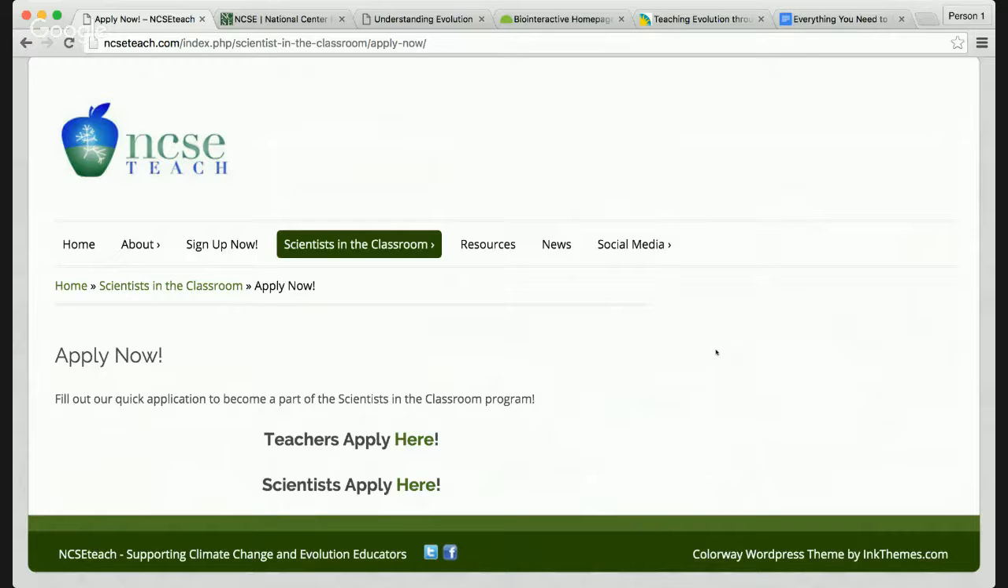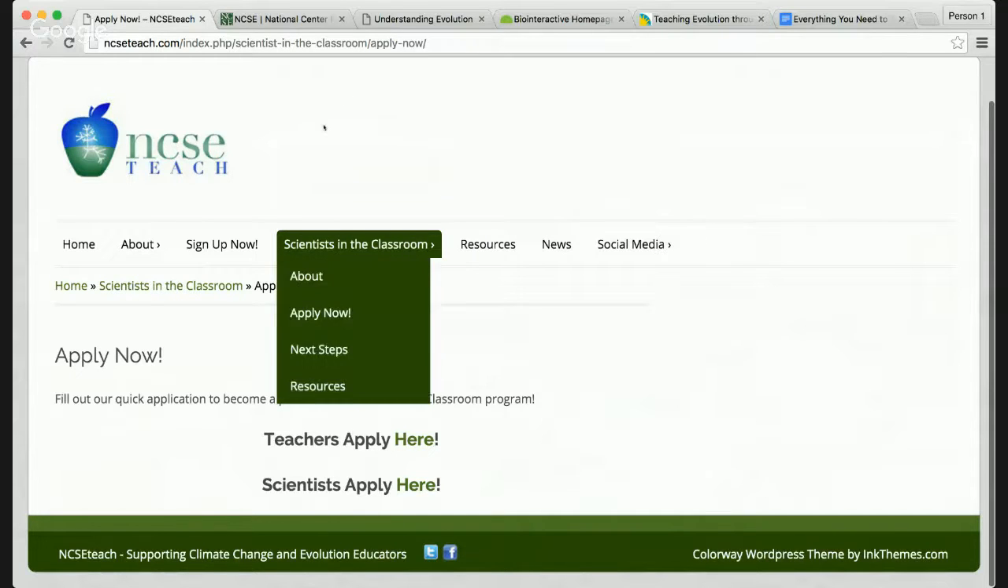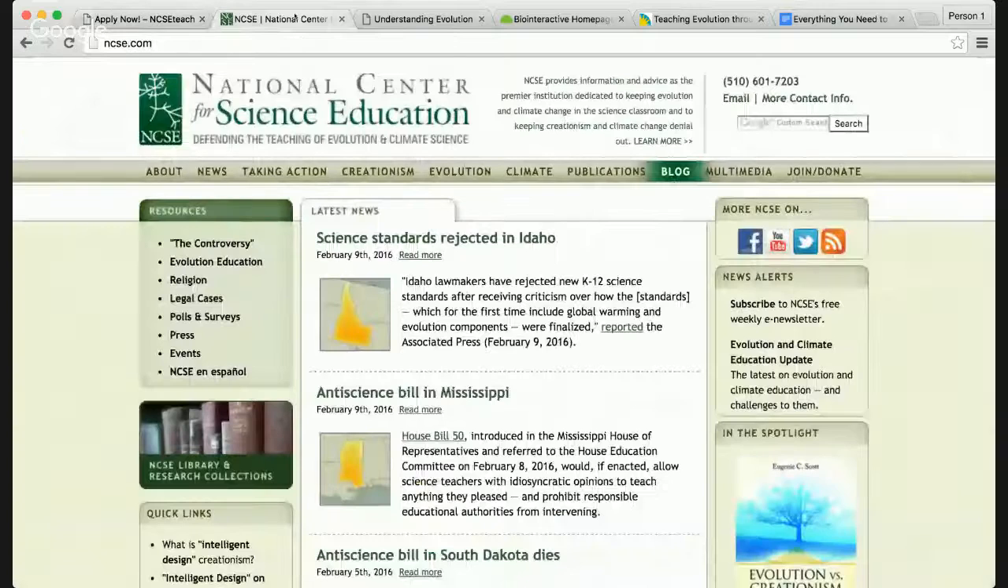They don't come in and talk about whatever they want. They're going to be guided by you, and you tell them exactly what it is you want them to talk about. So let's say you want to teach human evolution, but you don't feel very comfortable doing it, we'll find you someone to come in and give your students a lecture on human evolution or anything else you want. So I hope you all will go here and sign up for the network, and for Scientists in the Classroom if you're interested in that.